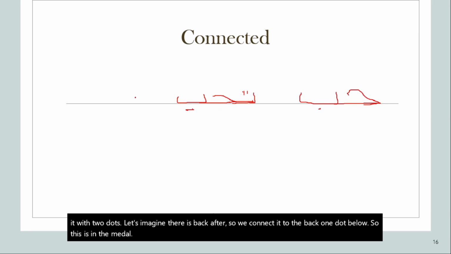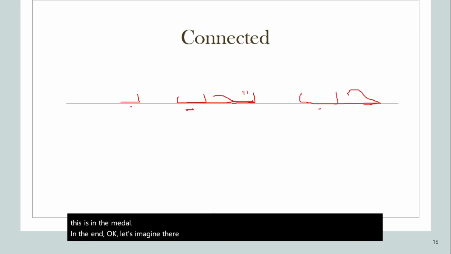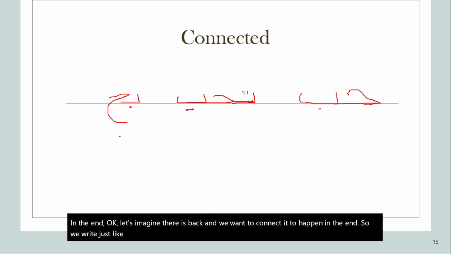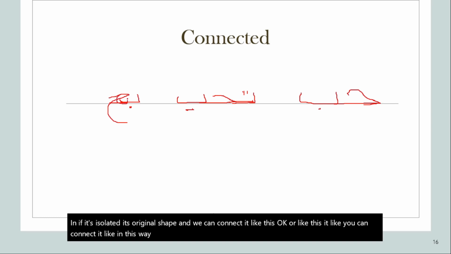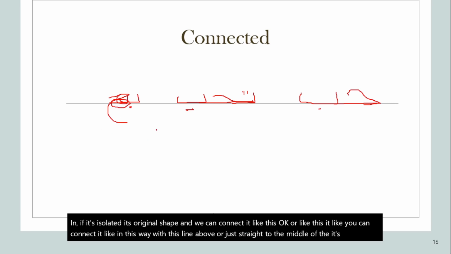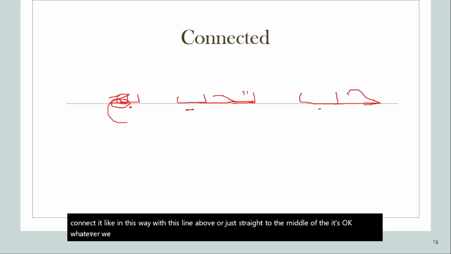In the end, okay, let's imagine there is ba and we want to connect it to ha in the end. So we write ha just like if it's isolated, its original shape. And we can connect it like this, okay, or like this. Like you can connect it in this way, with this line above, or just straight to the middle of the ha. It's okay, whatever way. So this is how to write ha. Okay, again in the end, just like this.